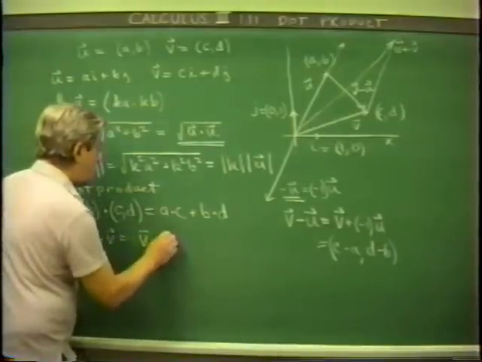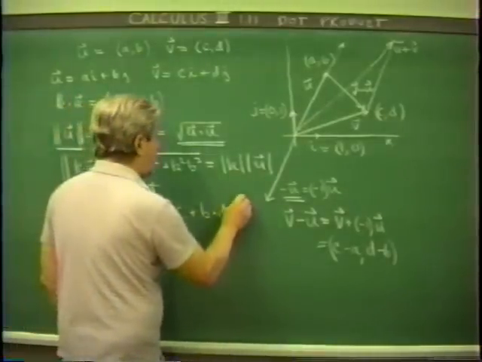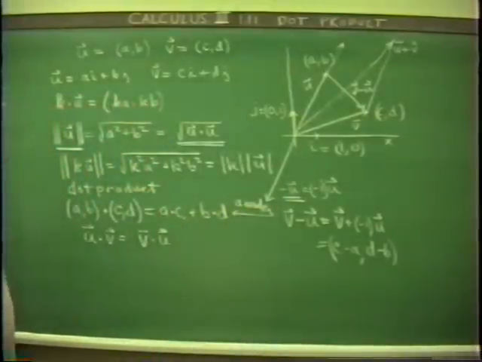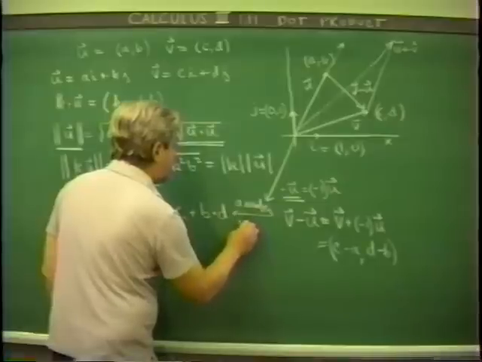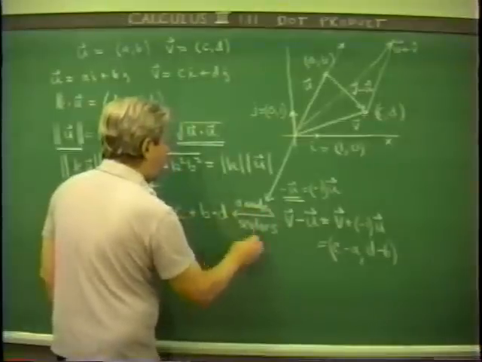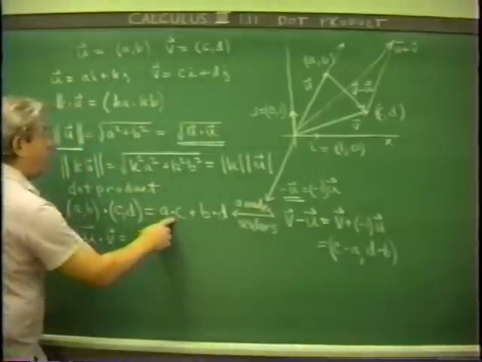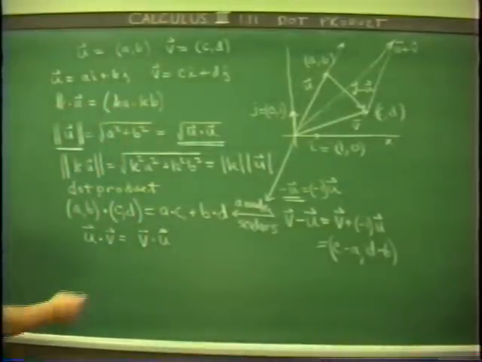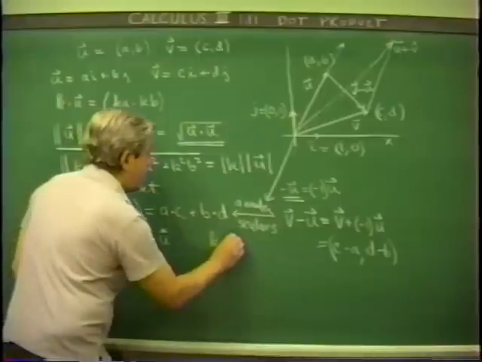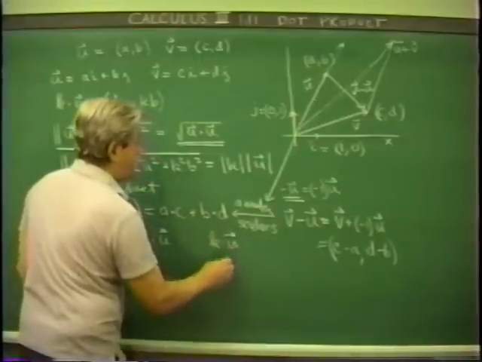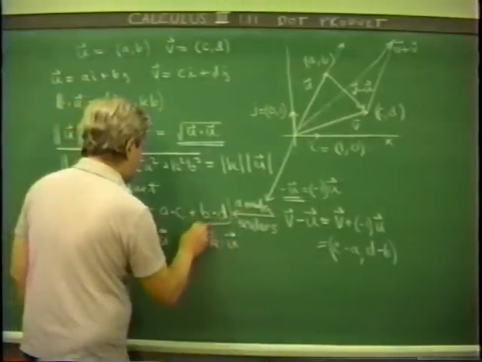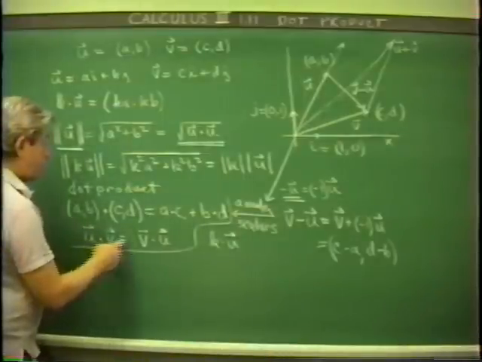For one thing, u dotted with v is the same as v dotted with u. Note that the dot product is a real number. When you deal with numbers in a vector situation, numbers are sometimes called scalars. That's to say they provide a scale. So you can talk about multiplying a scalar times a vector. For example, here, k is the scalar, k times u. This is the scalar times the vector here. This is multiplication of a vector by a number.